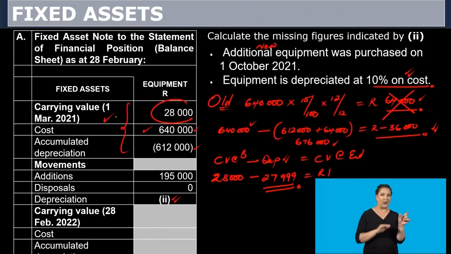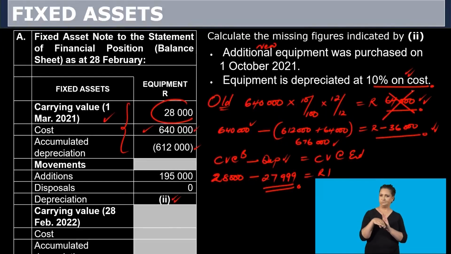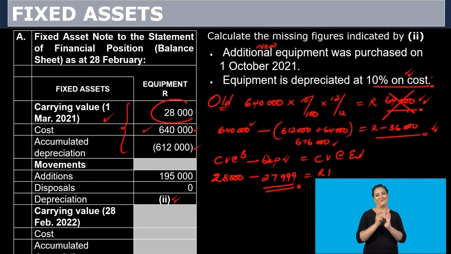How do I know that the examiner is going to test me on this 1 rand residual value? 2 points. First point, whenever you see that your carrying value is now low and you calculate your depreciation and your depreciation for the year is higher, 64,000, than the carrying value, the examiner is therefore testing you on the 1 rand residual value. Second point, the examiner would normally test this when he brings the cost method. In other words, once you see that your depreciation is on cost, you must open your eyes because you are likely to get tested on the 1 rand residual value principle.